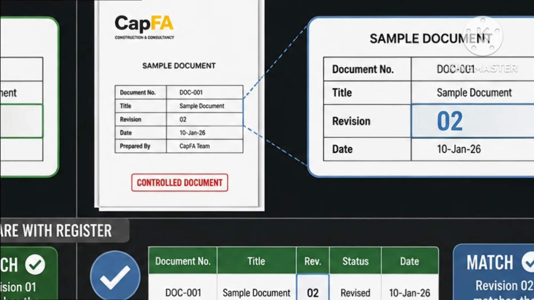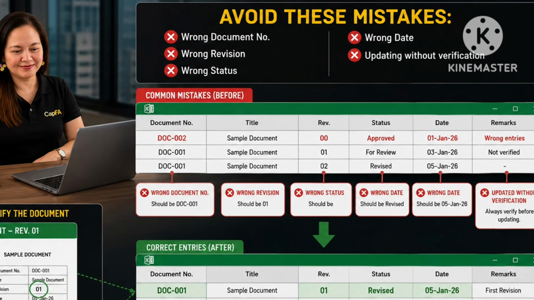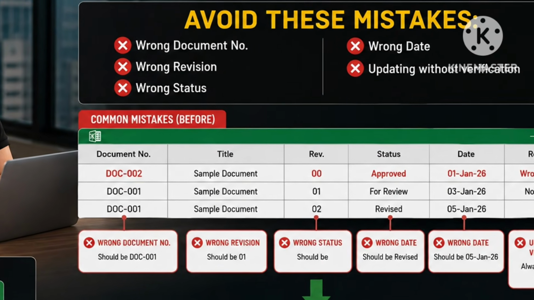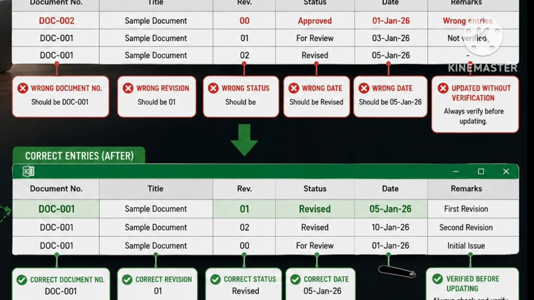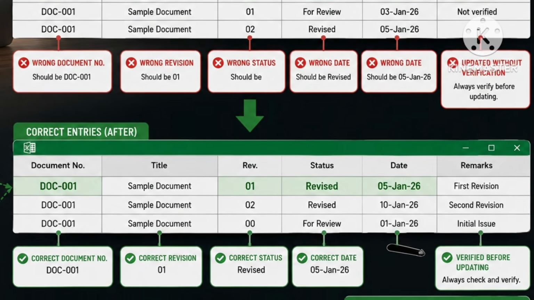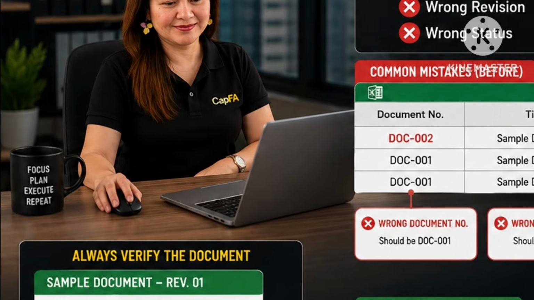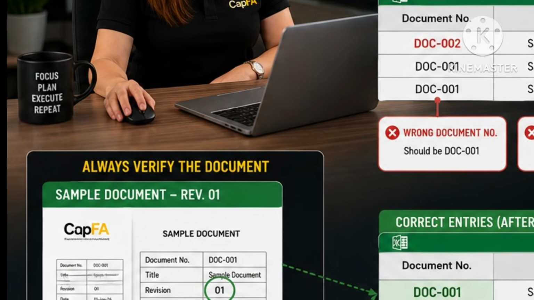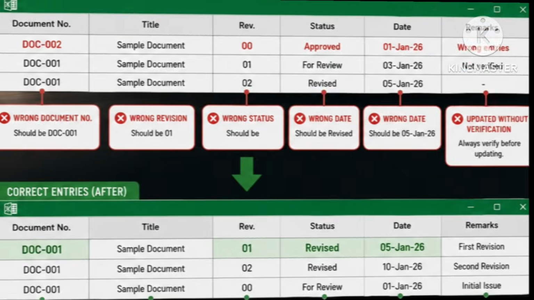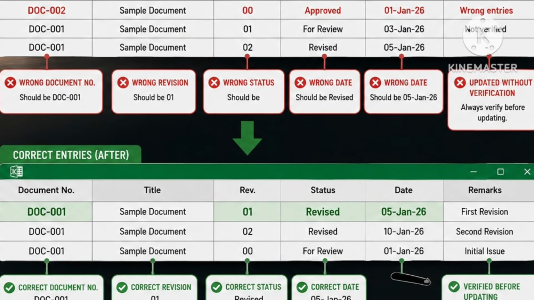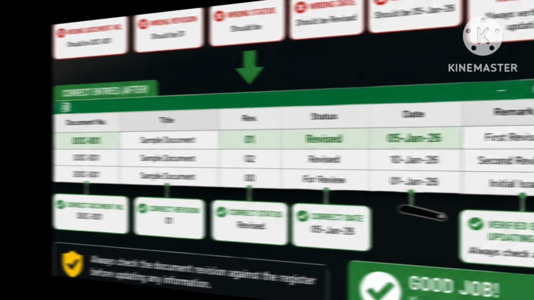This is very important. One of the important things a document controller needs to monitor is revision control. A document can go through several revisions during a project. That's why we need to make sure that the revision shown in the register matches the document we are actually tracking. An incorrect revision in the register can create confusion about which version is current.